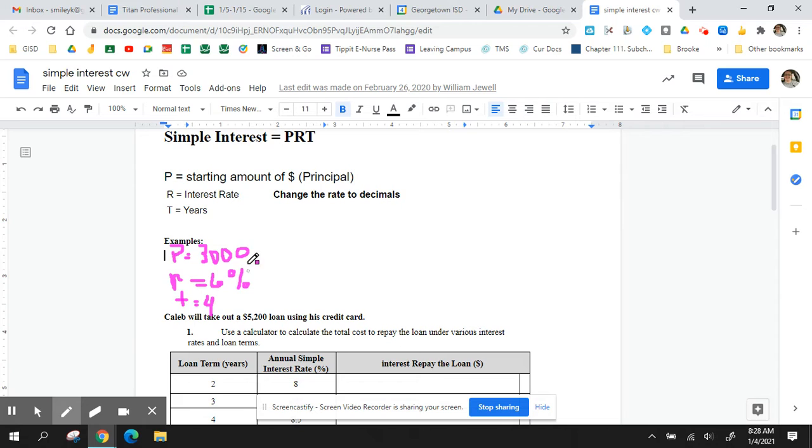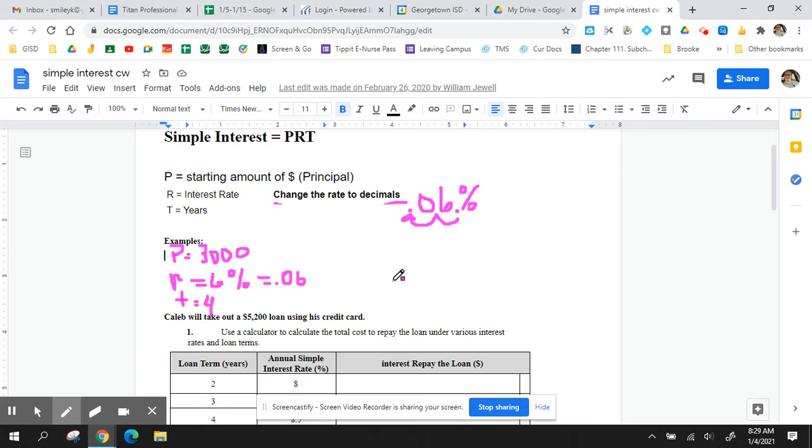Now, the one thing it said up here was we always have to change that rate to a decimal. So remember when we do that, and I have 6% here, I'm going to move the decimal 2 places to the left. So now the decimal's over here, and I put a 0 right here. So really, it is 0.06 for my rate.